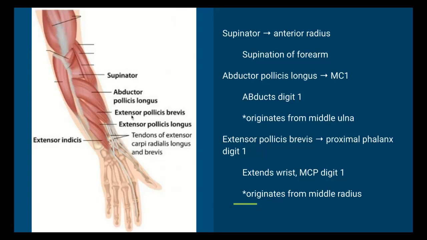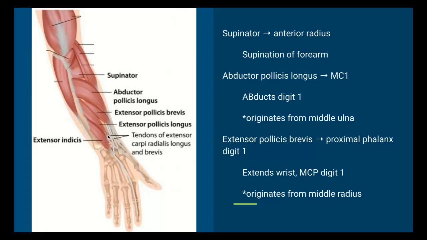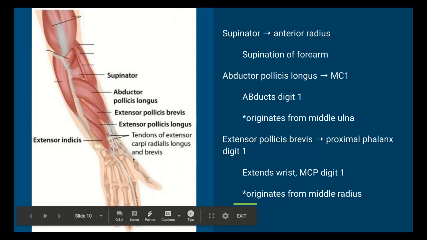So extensor pollicis brevis, we're going to see the extensor pollicis longus after this, but the extensor pollicis brevis is going to be inserting on the proximal phalanx of digit 1. So pollicis referring to the thumb, extensor pollicis brevis, follow it down here. It's actually going to be inserting here on the proximal phalanx, not going all the way to the distal, but just to the proximal. So you can see it's going to be spanning the space of the carpus, or the wrist joint, and the metacarpophalangeal joint of digit 1. So extension in both of those.